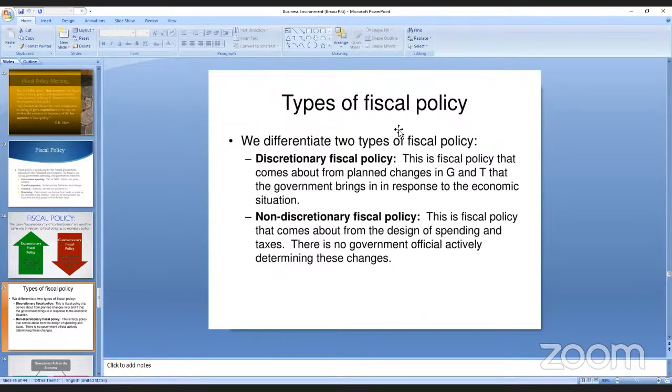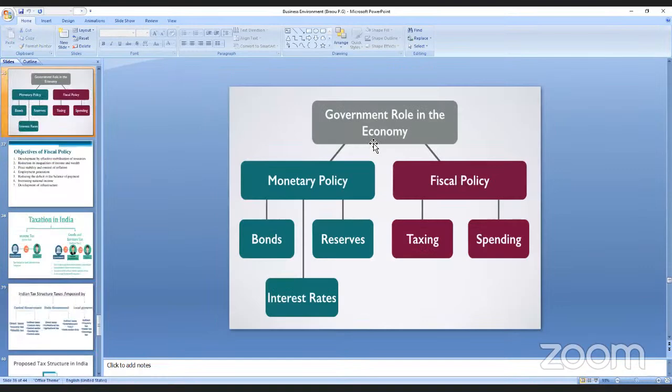Non-discretionary fiscal policy comes about through the design of spending and taxes. Whatever you are spending and taxing, that is the design. It is designed such that no designer is needed. So that is where you decide what you want to spend on and where you want to impose taxes. So there are no government officials actively determining these changes. Is it clear? The government is not making any changes in the activities. Now, government role in economy.